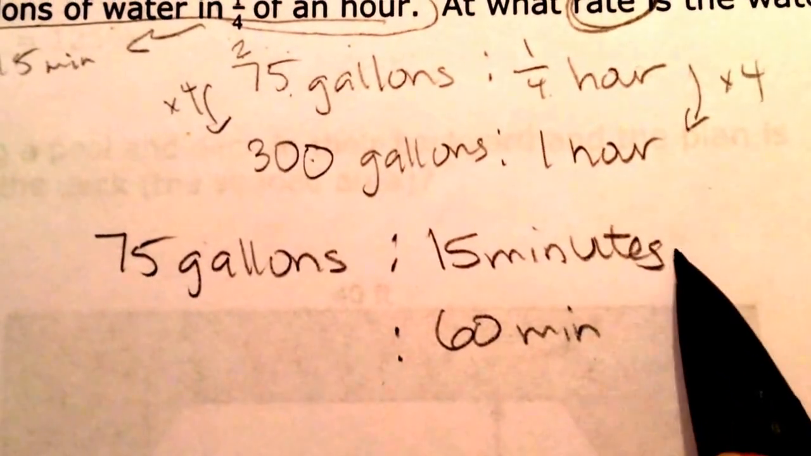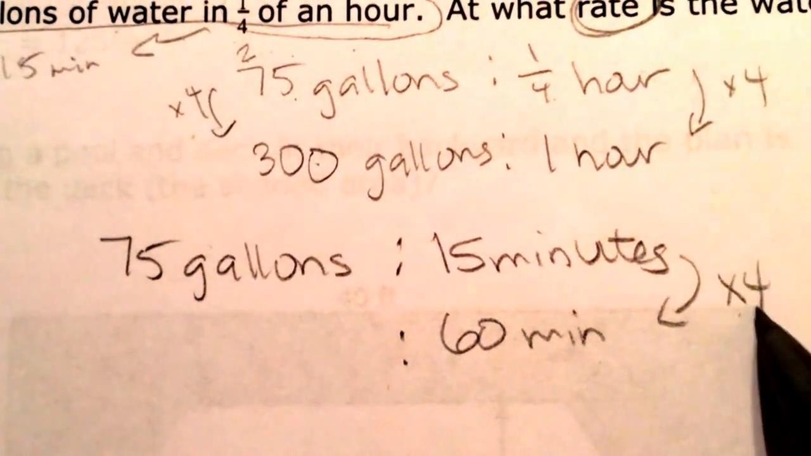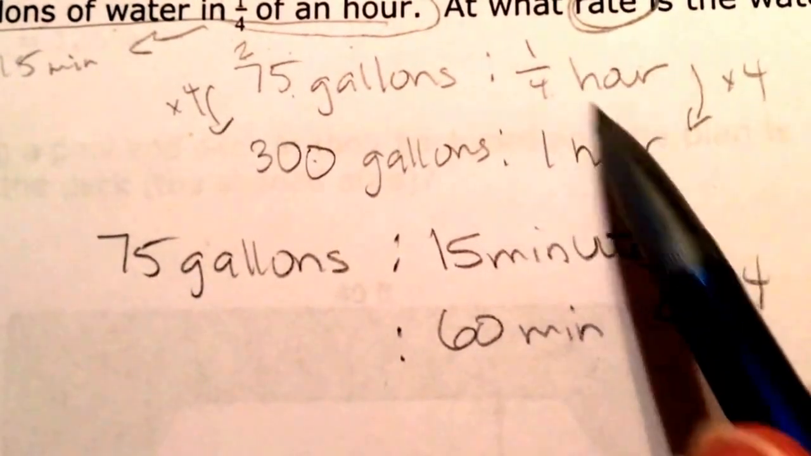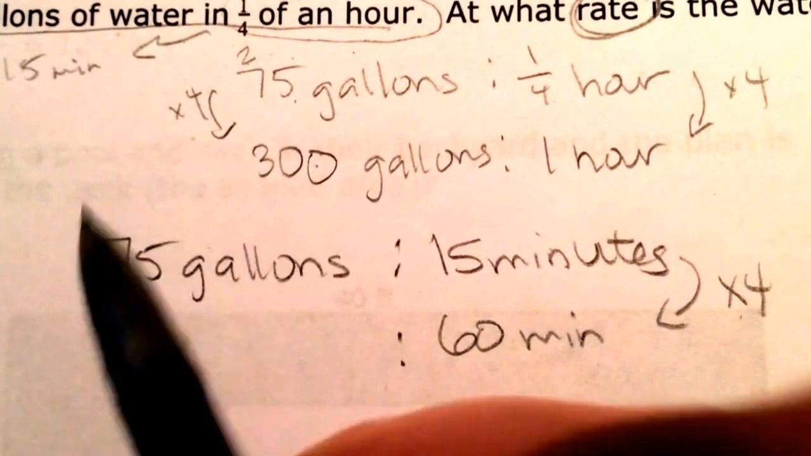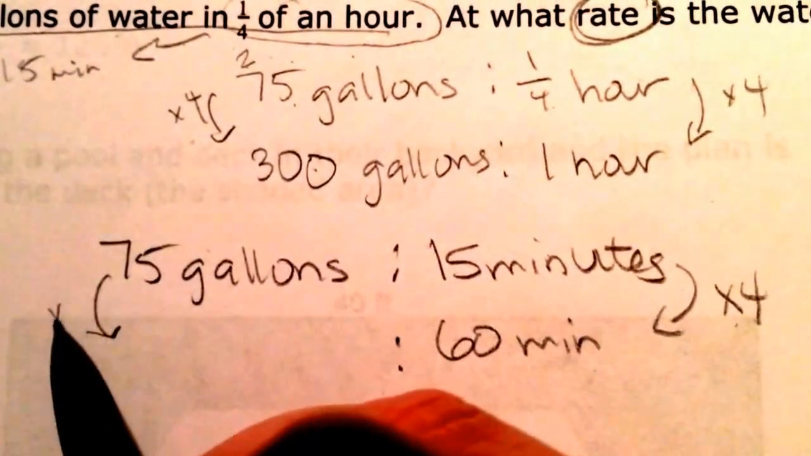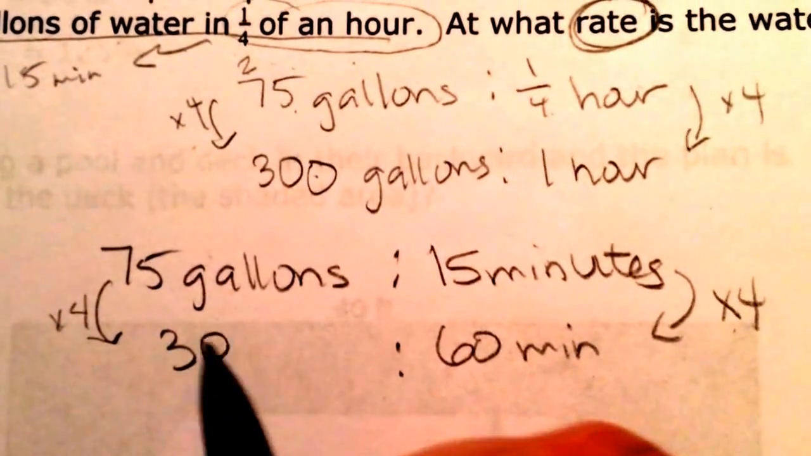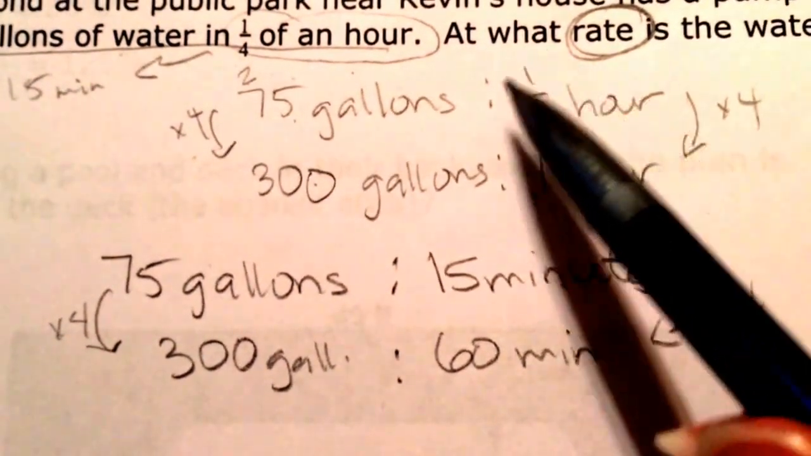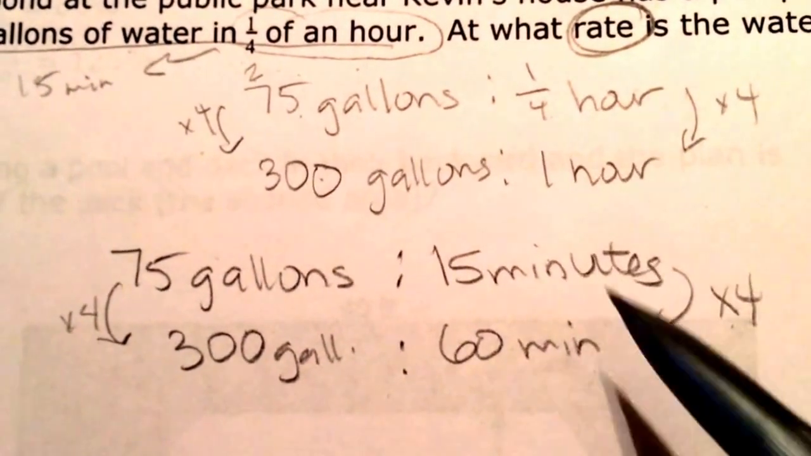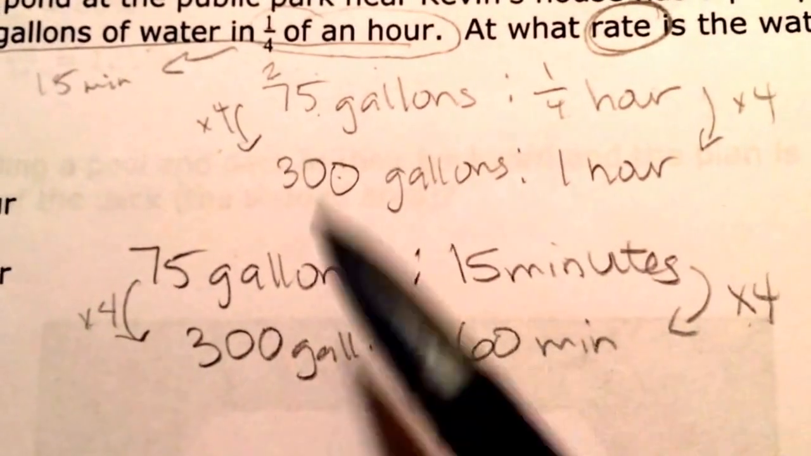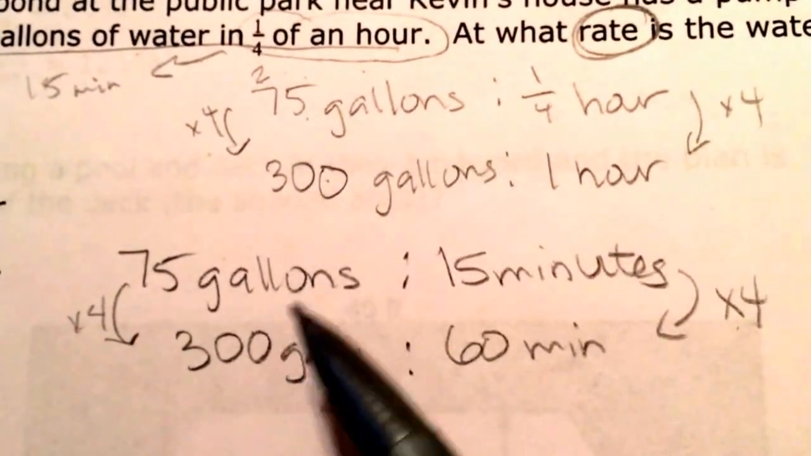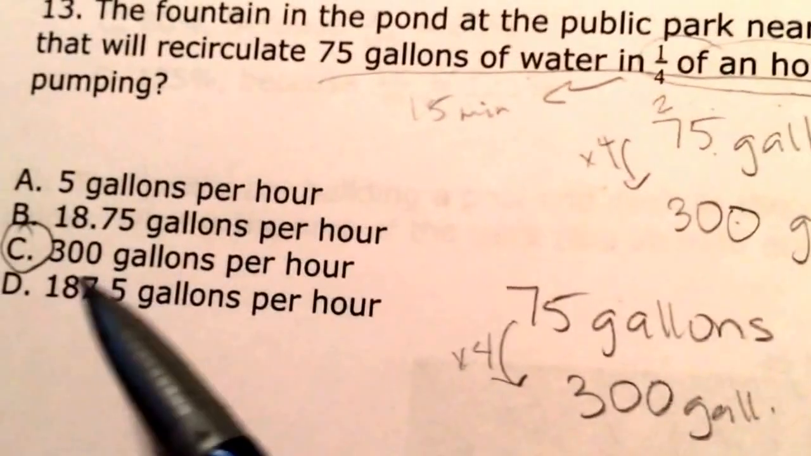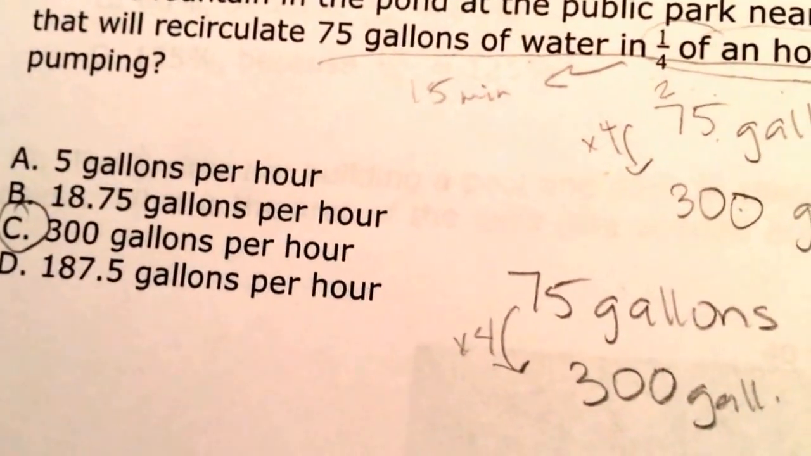How do I go from 15 minutes to 60 minutes? Again, I multiply by 4. So I just took my 1/4 of an hour and my whole hour and turned it into minutes, and I'm still doing the same thing, 75 times 4, which gives me 300 gallons. It doesn't matter whether I think about it as 1/4 of an hour and an hour, or 15 minutes and 60 minutes. I'm multiplying by 4 every time. So my answer was C, 300 gallons per hour.